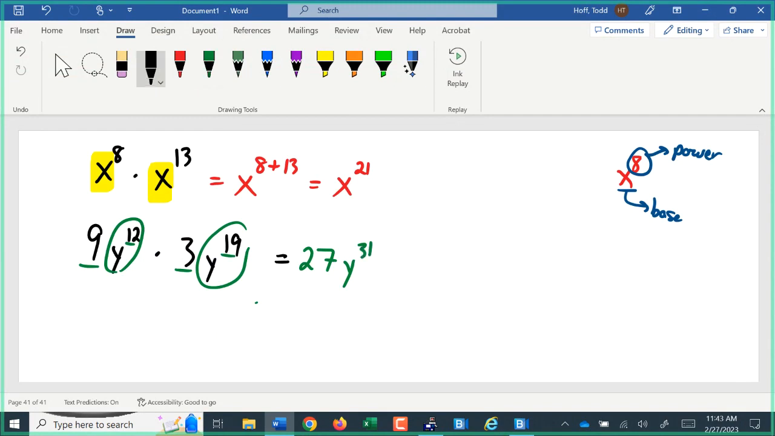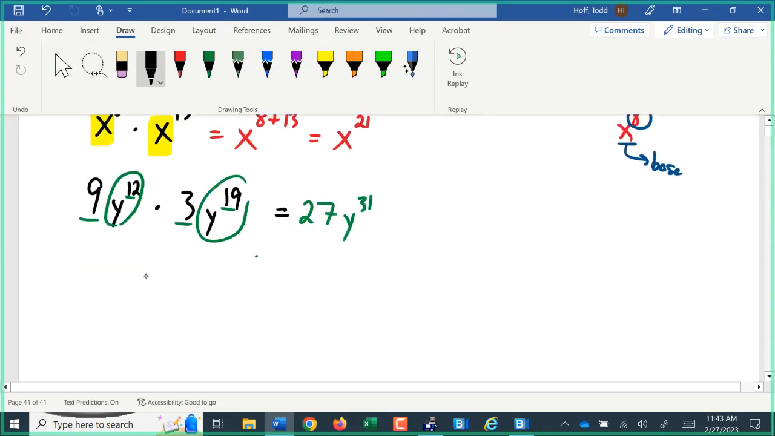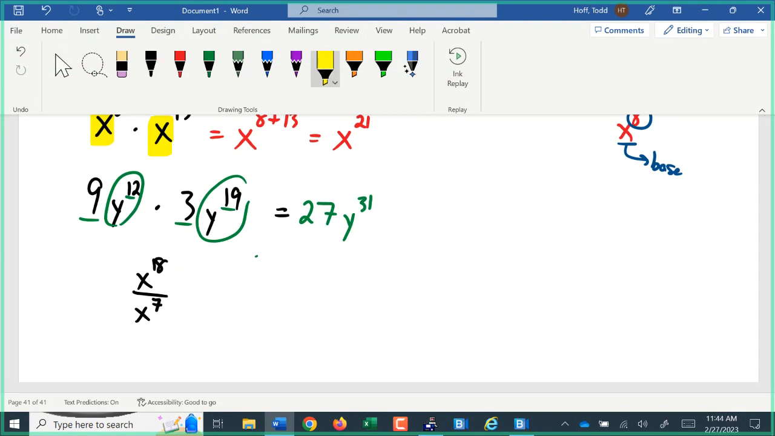We also had division. If I had x to the 18th divided by x to the 7th, we saw the same thing. These both have the base of x again. So our solution is going to be just an exponent with a base of x. And now when we divide, we subtract the powers. 18 minus 7 is going to give us x to the 11th.